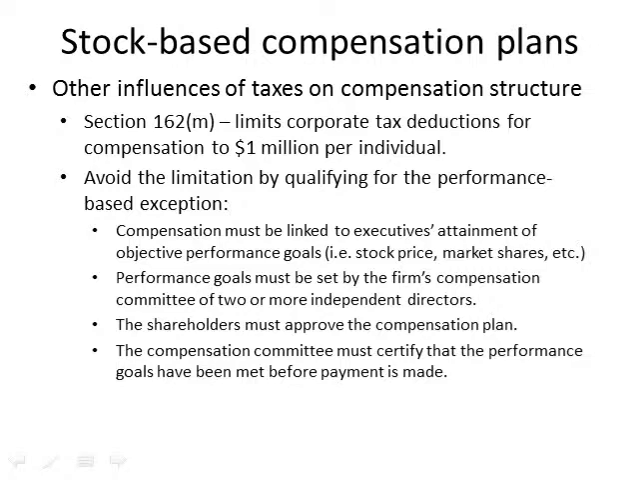And we can avoid this limitation, though, by qualifying for the performance-based exception. And in order for that to happen, again, the compensation must be linked to the executive's attainment of objective performance goals. The goals must be set by the compensation committee of 2 or more independent directors, and the shareholders must approve the compensation plan. And then the compensation committee must also certify that the performance goals have been met before the payment is made.